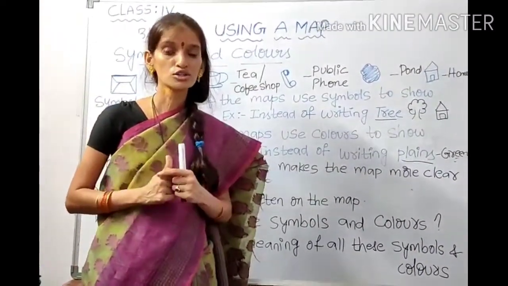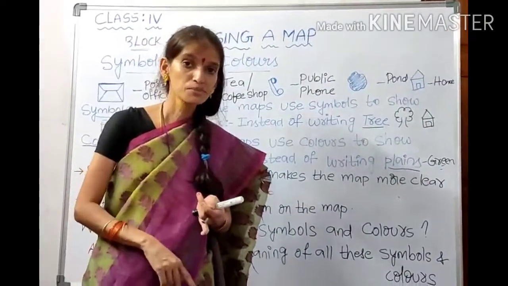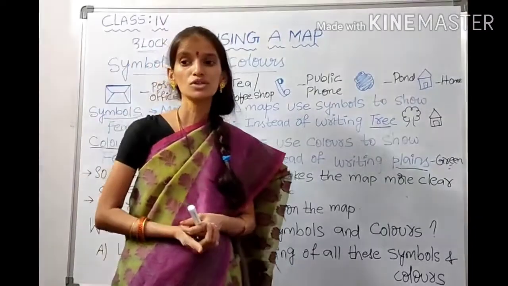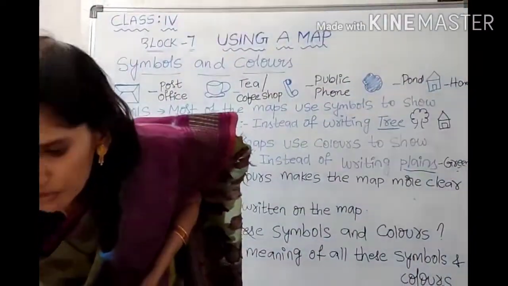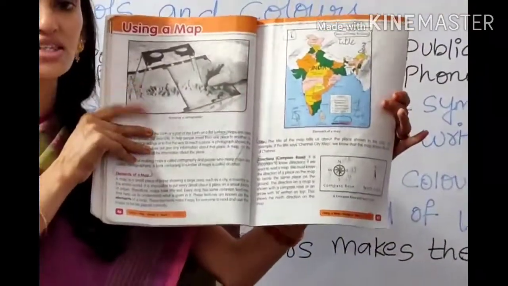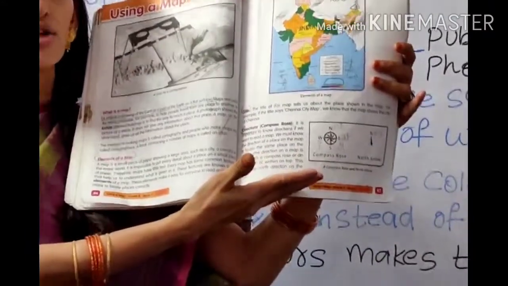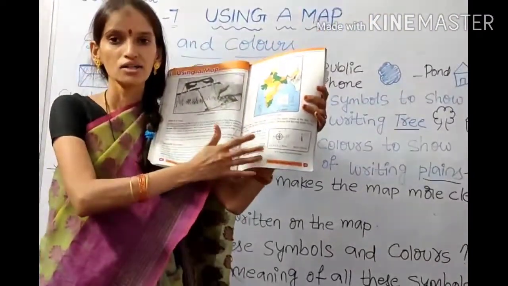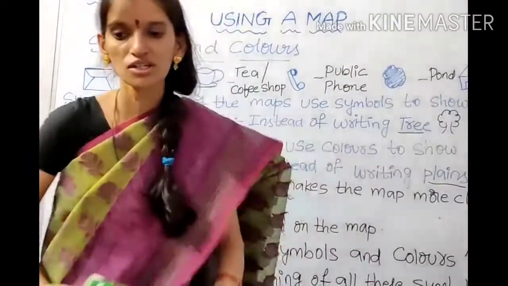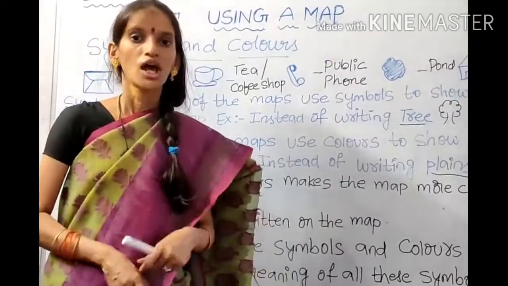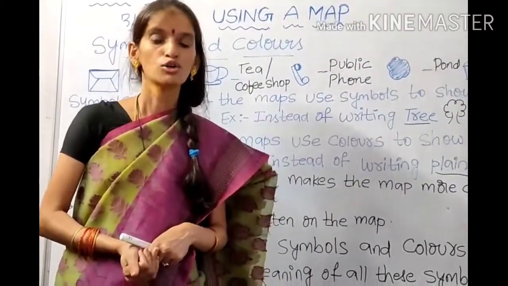I hope you all understood these elements of maps, symbols and colors. Now take out your textbook, page number 46 and 47. Open it and read the lesson two times. And open your worksheet. You have your workbooks, no children? S1 and S2, and do the work.